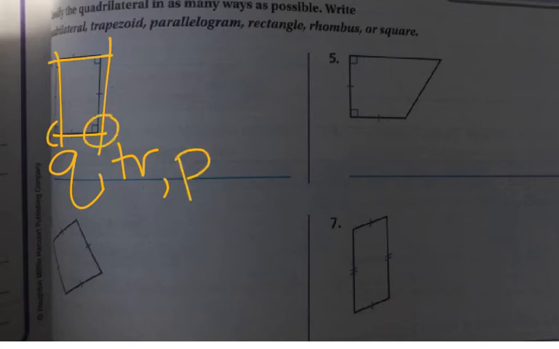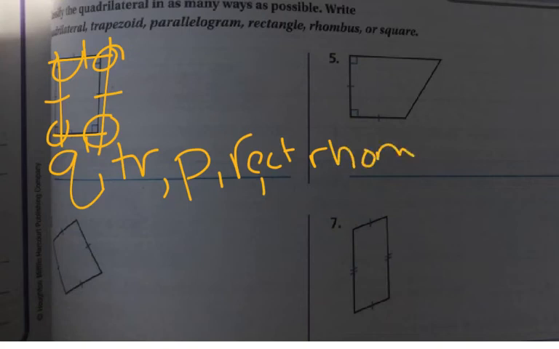It has 4 right angles, so I know it's a rectangle. It has 4 sides the same, so I know it's a rhombus. And because it's both a rhombus and a rectangle, I know it's also a square.